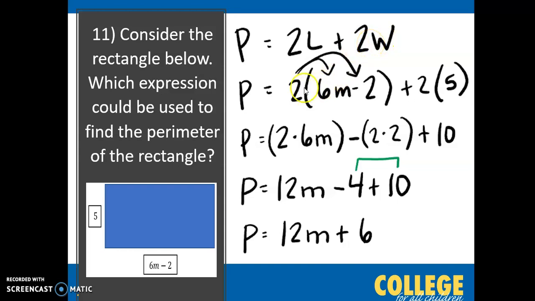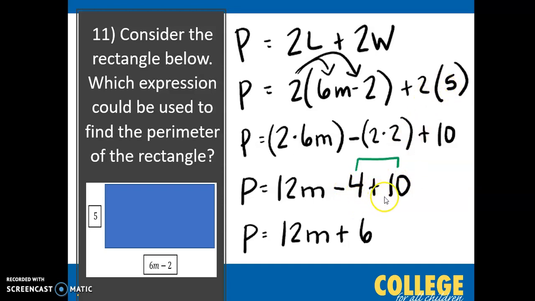So I know that the length is 6m minus 2, so I did use the distributive property to multiply it by 2. And then I multiply the width by 2, because I don't have to use the distributive property, since there's no extra terms, it's just 5. So 2 times 6m is 12m. Negative 2 times 2 is negative 4. And then 2 times 5 is 10.